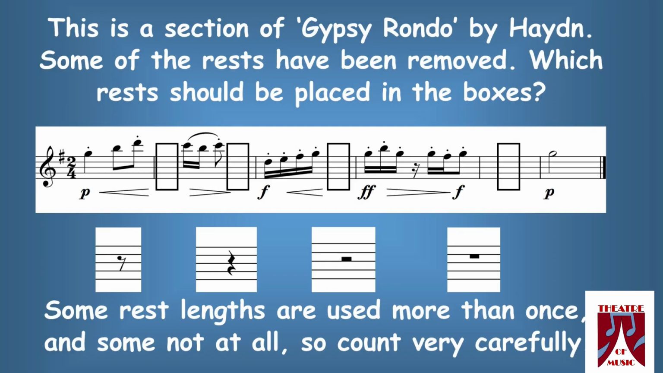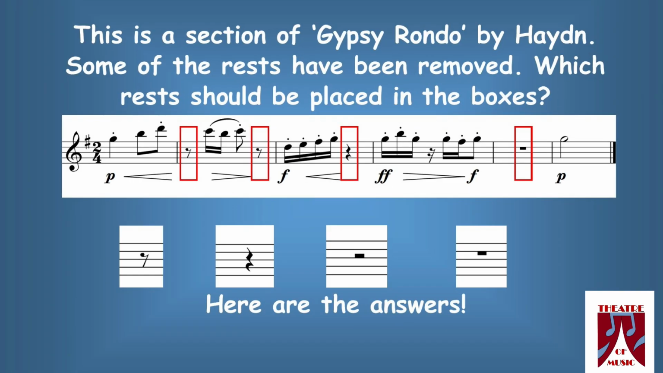One of the rests at the bottom of the page is used twice, and one isn't used at all. Pause the video while you figure out the answer. So you should have 2 quavers or 8th note rests in bar 2, a crotchet or quarter note rest in bar 3, and a semibreve or whole note rest in bar 5, as it's a whole bar rest. Remember what we said about this rest being very special. We don't actually use the minim rest at all in this excerpt.